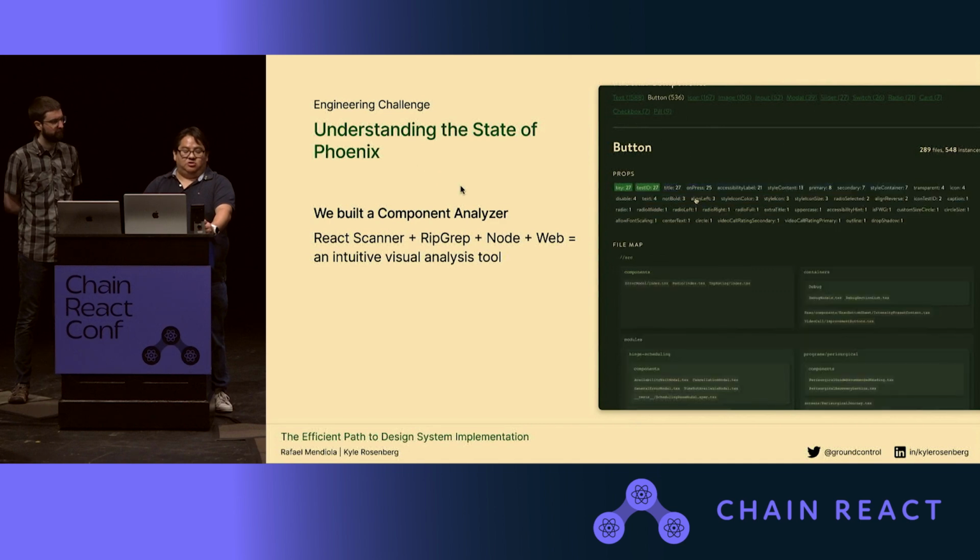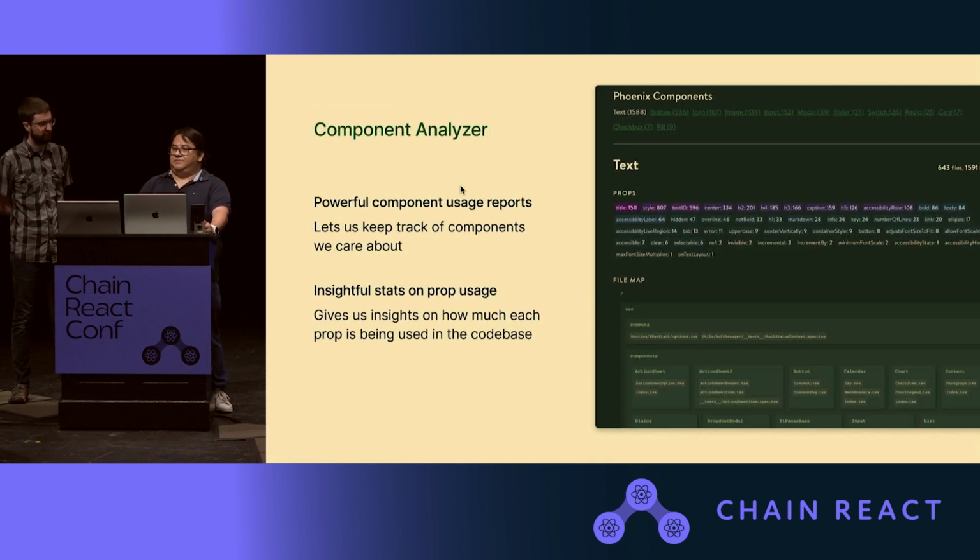We use this tool to track the specific components we were interested in. In the screenshot, we're looking at a report of the old Phoenix text component. It had 42 props and was used around 1,600 times. On the list of props, the number next to each prop indicates how many times that prop is used in the codebase. For example, style was used 807 times, bold was used 86 times.